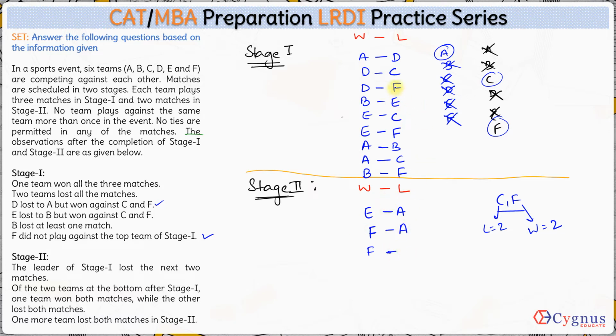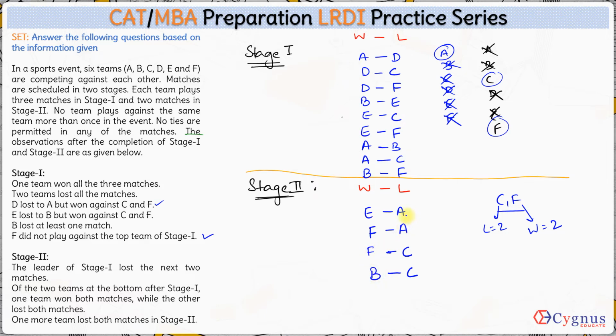Now, F is going to win its second match versus which team? Let's try to figure that out. F has played with D, E and B. So F has not played with C and A. So A's fixture is this, and this is going to be C over here. So F is going to win against C. That means C is going to lose both its matches. One is versus F, the other would be against which team? Let's try to figure that out. C has played versus D, E and A. That means B and F are remaining. So F's fixture is this, and this is going to be B over here. So C has lost both its matches against B and F over here.